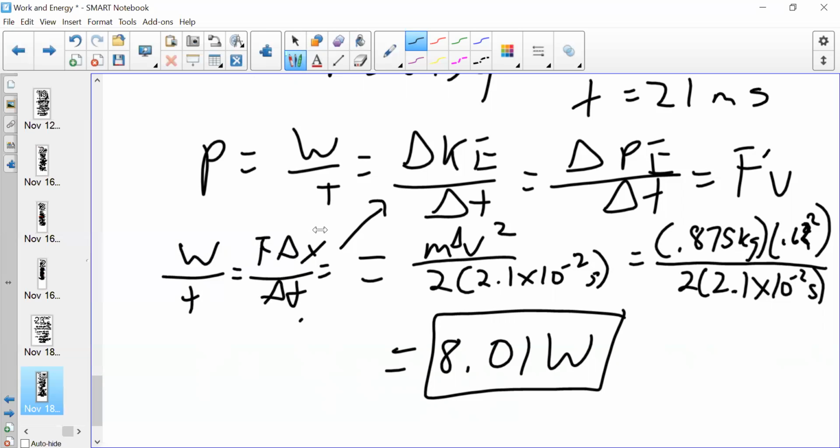Mr. Kelly? Yeah. Why did you multiply time by 2? Because 1/2 mv squared, and the 2 goes on the denominator. Oh, okay, got it. Yeah.